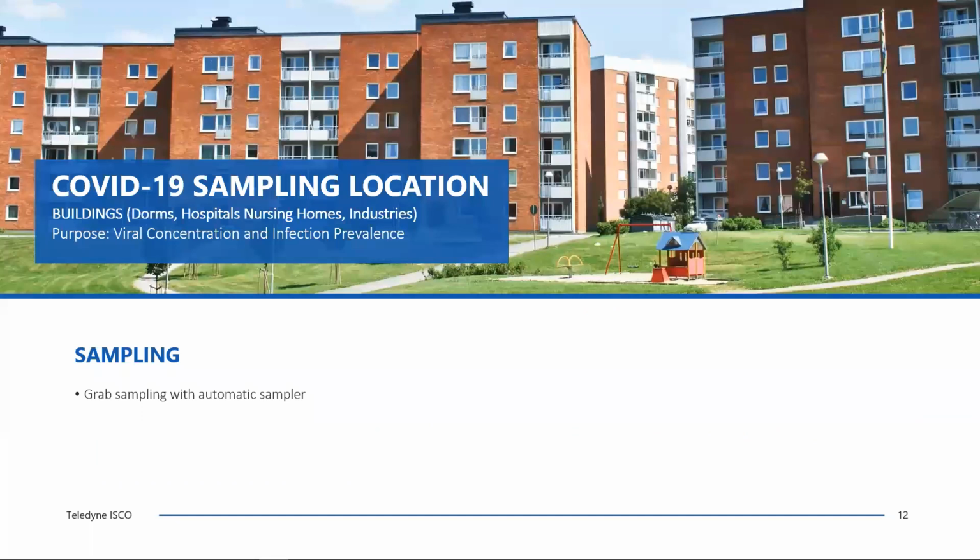Determine locations and methodologies for those various locations. The first location we're going to talk about is at the building level. This could be dorms, hospitals, nursing homes, or specific industrial facilities. The purpose for monitoring at these locations would be to determine viral concentrations and infection prevalence. Grab sampling with an automatic sampler is the methodology that would be utilized at these locations. The type of sampler that would be utilized in this location would be a portable sampler with ice or gel packs to chill the sample.